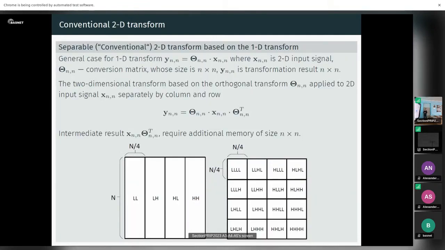So usually, while we're talking about the separable version of this transform, we have to set some orthogonal transform version, which we apply for the rows and then for columns. And if you combine it in one equation, it will be the following.